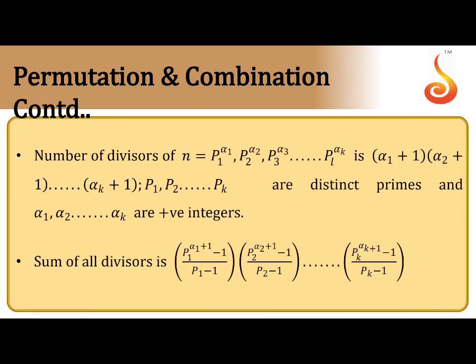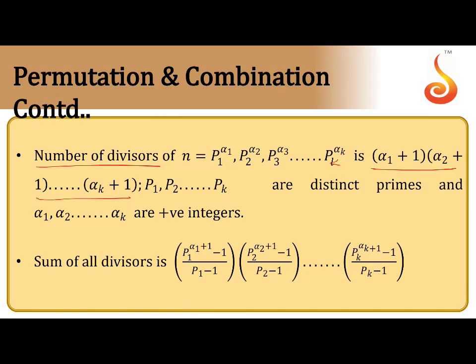Next, the last one of these: the number of divisors of a particular number. They're asking how many divisors a particular number has. There is a formula for this. First write the given number as a product of prime factors: n equals p1 power alpha 1, p2 power alpha 2 and so on, pk power alpha k. Then the number of divisors equals (alpha 1 plus 1)(alpha 2 plus 1) and so on up to (alpha k plus 1).